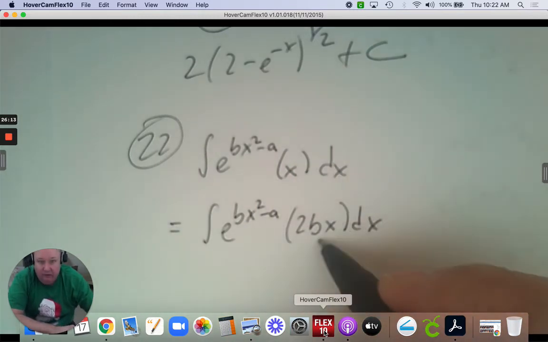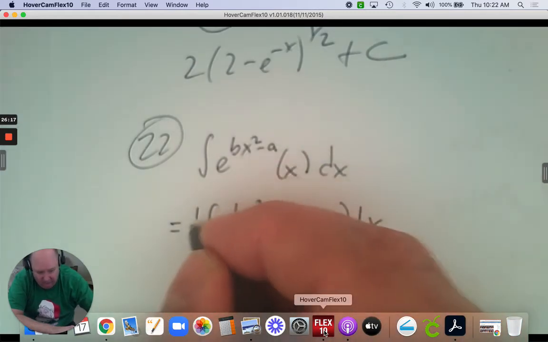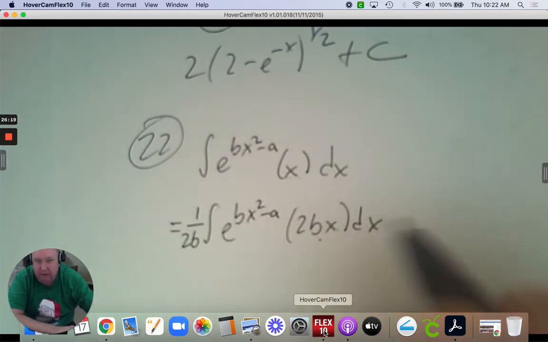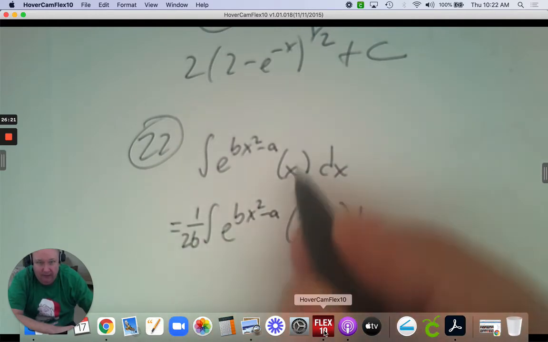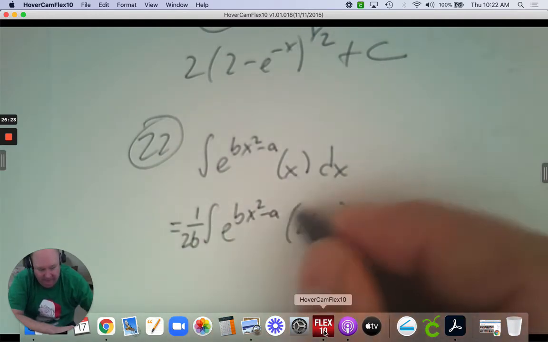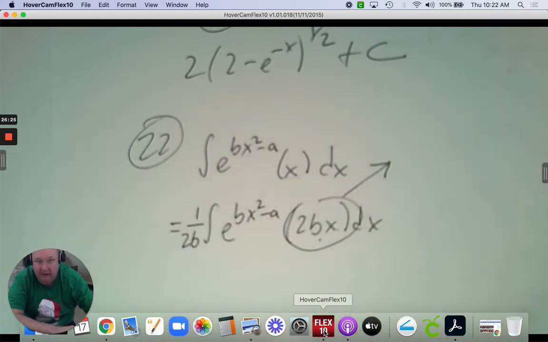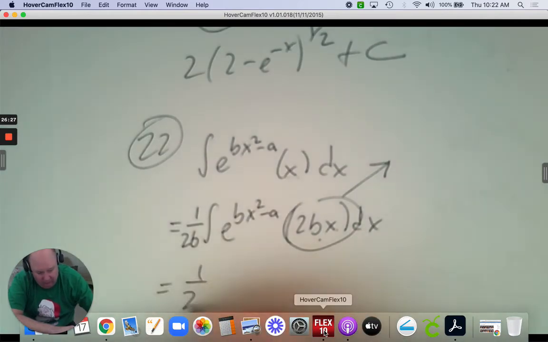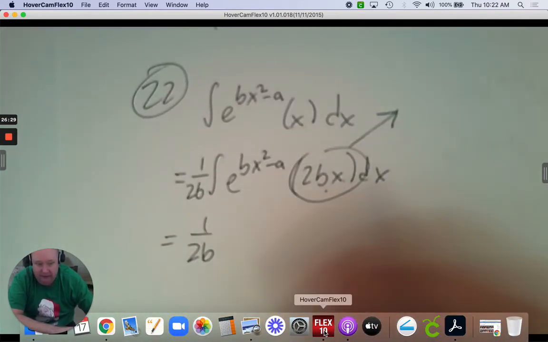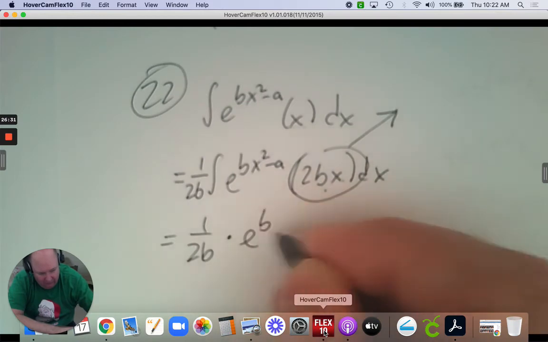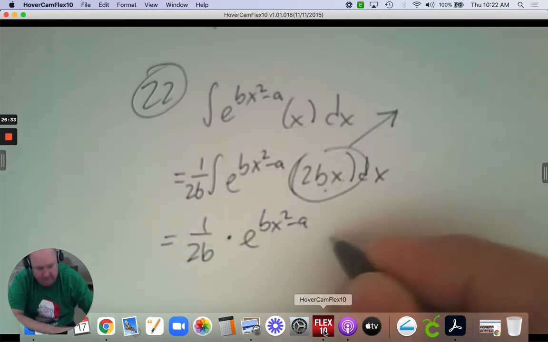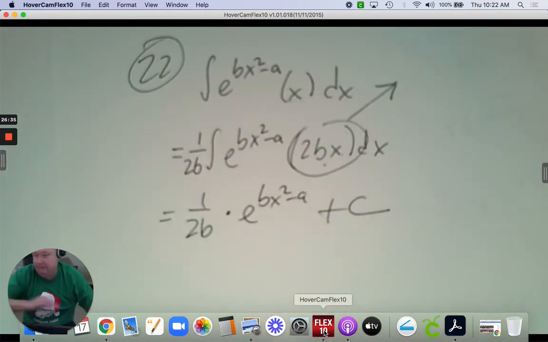Now look into, how do I undo it? I have 2bx. So to undo it, it's simply 1 over 2b. So when I multiply it out, they would be equivalent. Then you can circle the whole hook, unhook it, and then your answer starts with 1 over 2b. And then the rule for e is you just copy it. And don't forget the constant. Number 23.